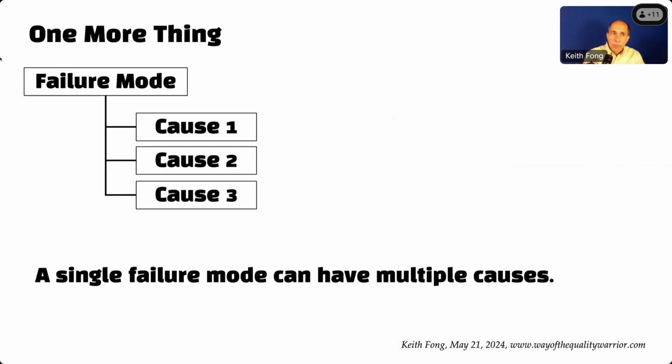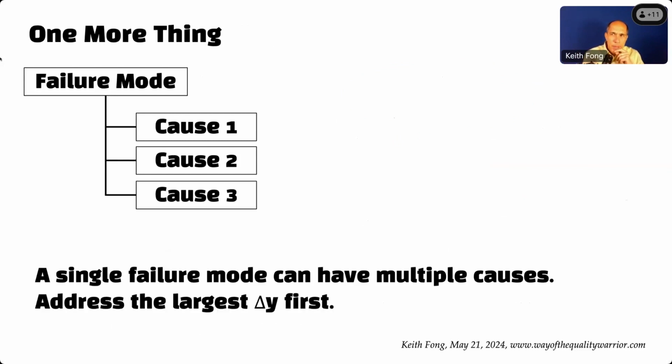One more thing. A single failure mode can have multiple causes. So if you've ever done a failure mode effects analysis, you come up with, oh, here's the failure mode and these are the possible causes, right? You generally have several. It's not unusual to have 2, 3, 4. And so if you have a problem, you have to make sure that you are attacking the biggest delta Y first.